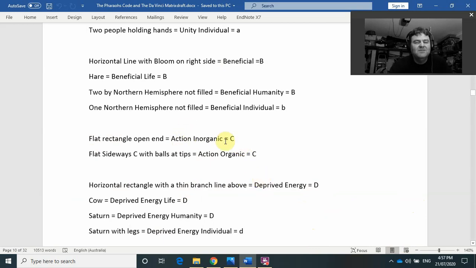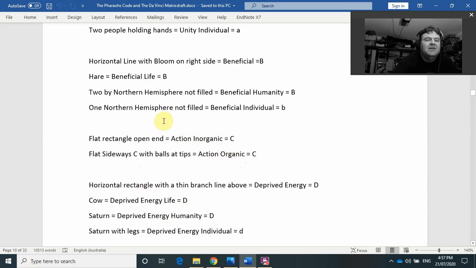And so this mechanism runs all of life. Positive and negative together, and they create an action. So that's what the C represents. It's the action. Right? And we have two cases. We have action of all inorganic things, and we have action regarding organic things.